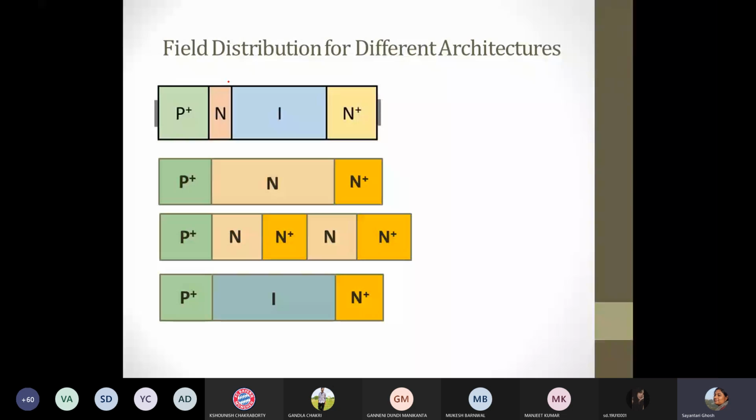So if you have these things inside your device, then you have an IMPATT diode. Okay, so generally only one asymmetrically doped junction. That is the key structure in an IMPATT diode. So these are all IMPATTs.